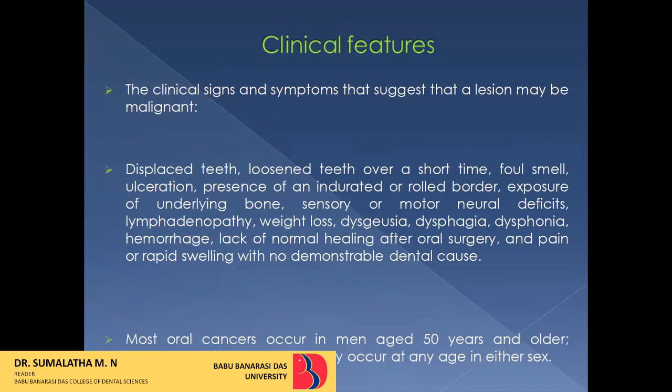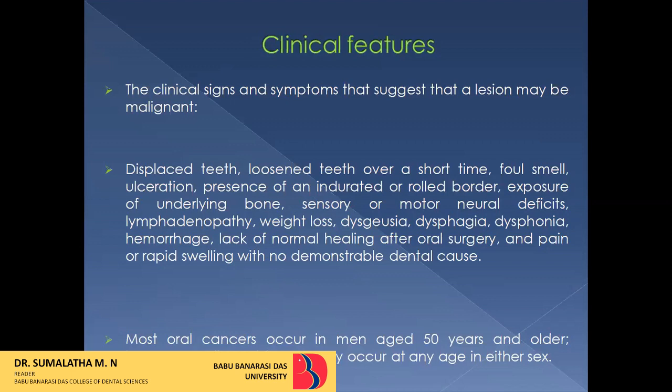Coming to the general clinical features, these are the signs and symptoms that suggest a lesion in the jaw may be malignant: displaced teeth, teeth loosened over a short time, foul smell, ulceration, presence of an indurated or rolled border, exposure of bone, lymphadenopathy, weight loss, dysgeusia, dysphagia, hemorrhage, lack of healing after oral surgery, and pain or rapid swelling with no demonstrable dental cause.